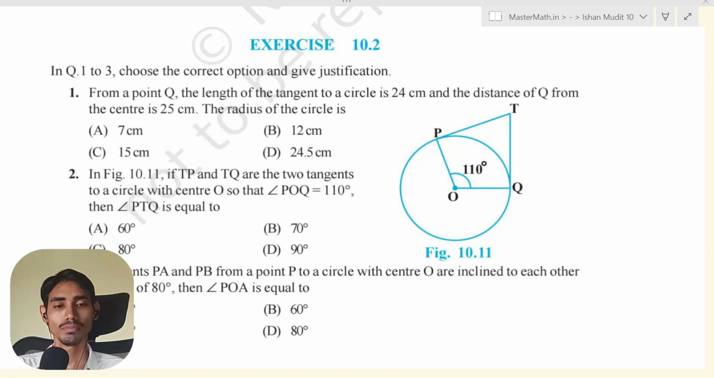Done? You got it, Mudit? Tell me. So 7 centimeter. Okay, these are the triplets 7, 24, 25. That's the right answer. Second one.